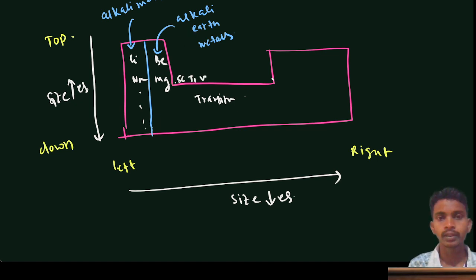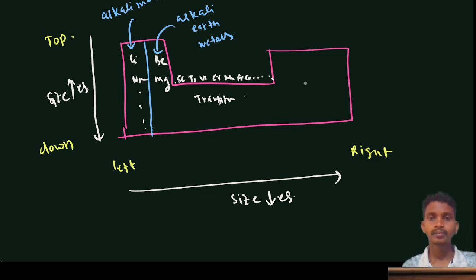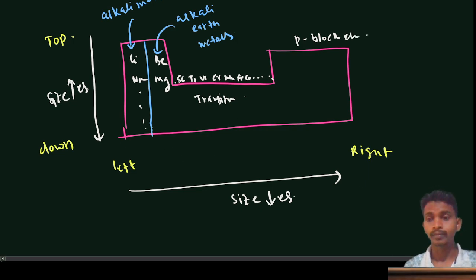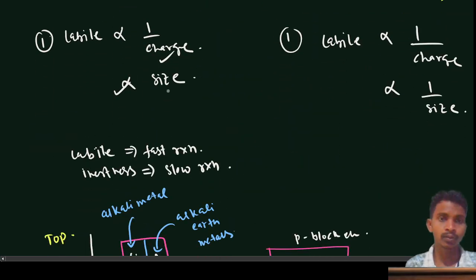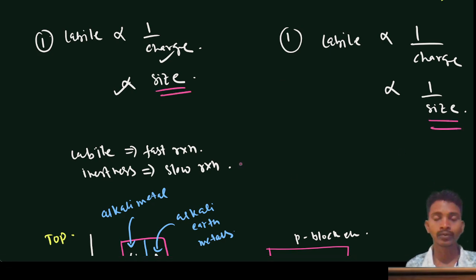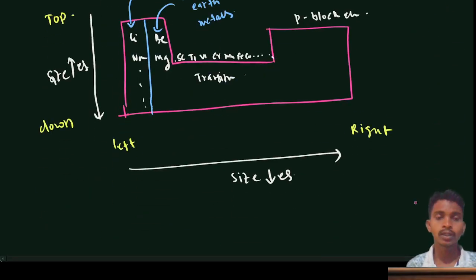Scandium, titanium, vanadium, chromium, manganese, ferrous, cobalt, nickel, copper, zinc. Okay, here are the p block elements. A modern periodic table somehow looks like this. So now we use this concept of size, because here we have the size. So we have to look at where it is located and how its size is.